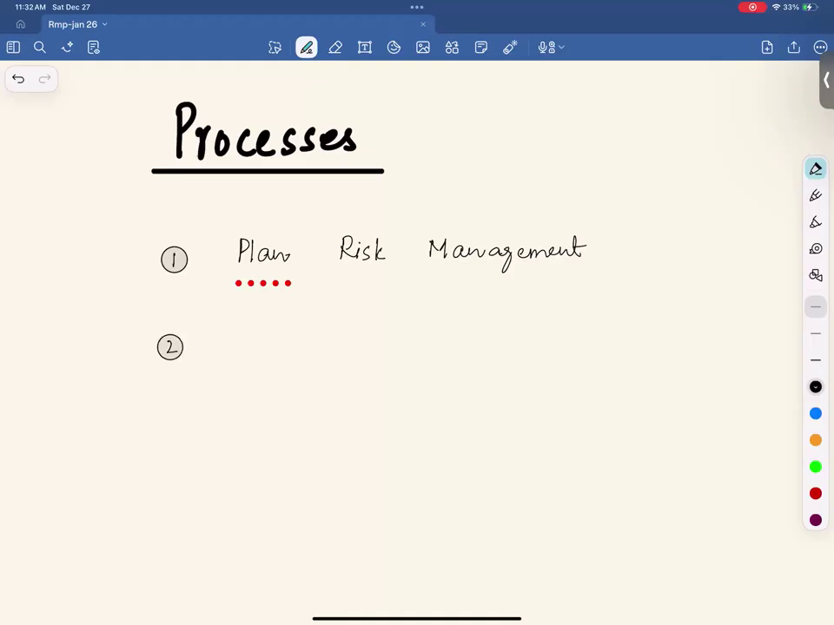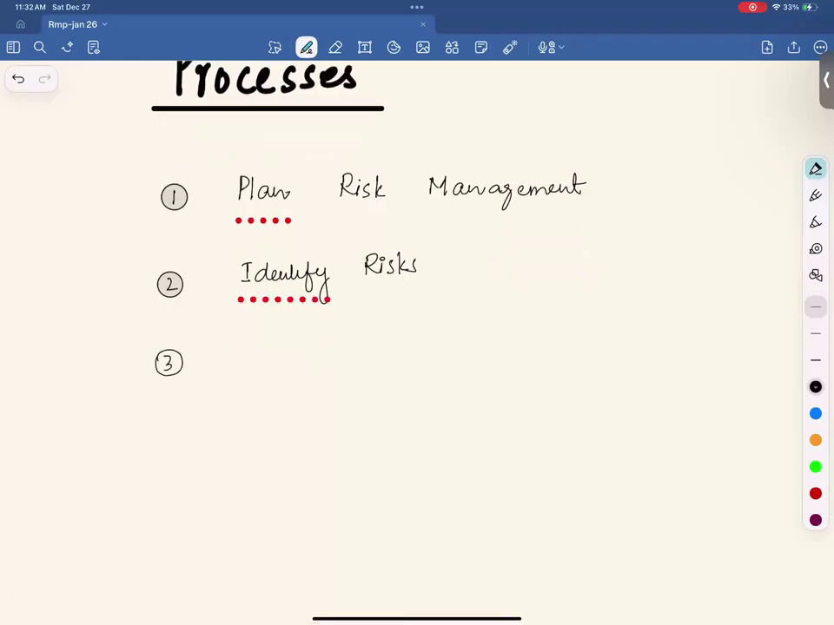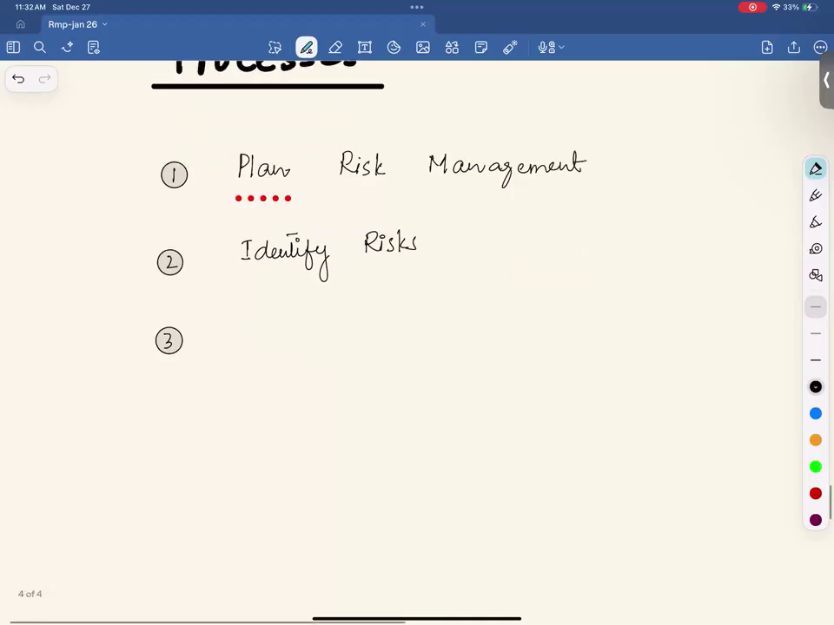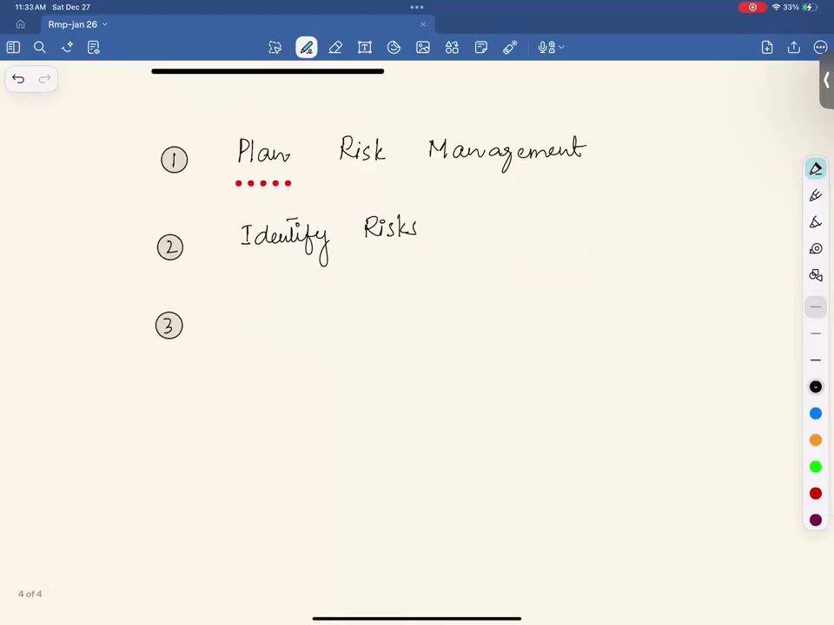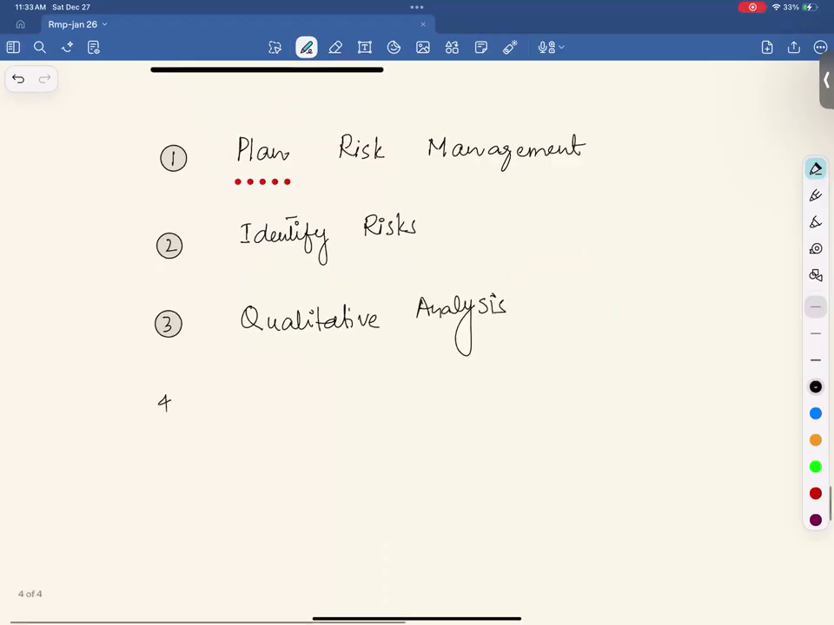Step 2, identify risk. What is step 3, anyone, please? Qualitative analysis. Perfect. Who said analysis? Ahmad. Wonderful. Yes, it is analysis. We categorize analysis in 2 different subcategories. First is qualitative analysis, and second is quantitative analysis.